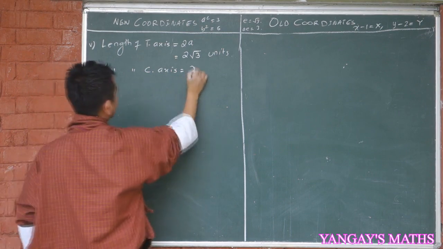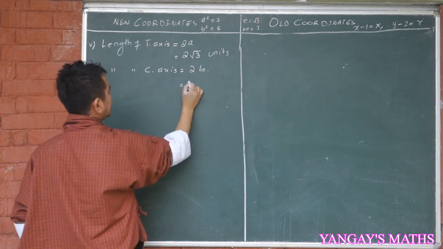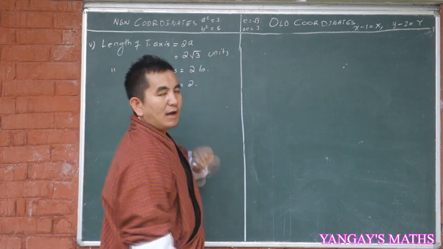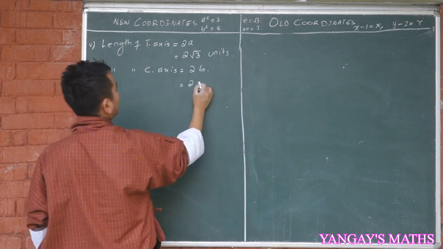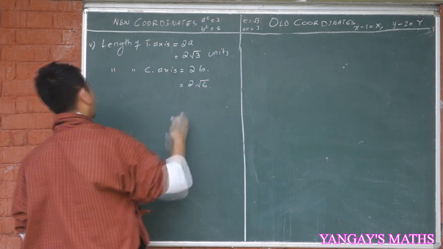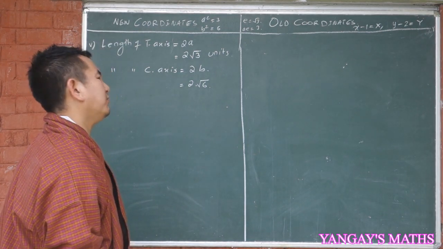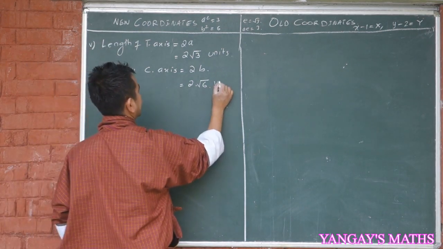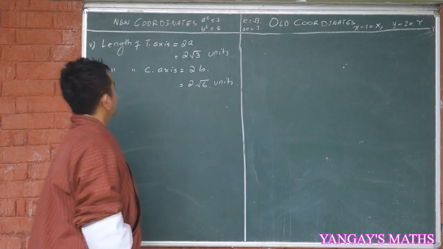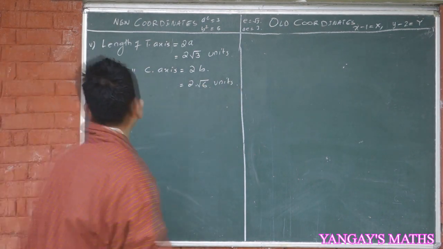Next one is the length of the conjugate axis. What's the conjugate axis? 2b, which is 2 times b. The b square value I got was 6. So b value will be root 6. Here I can't do anything. Its meaning is the same. That will be the length of the transverse and conjugate axes.